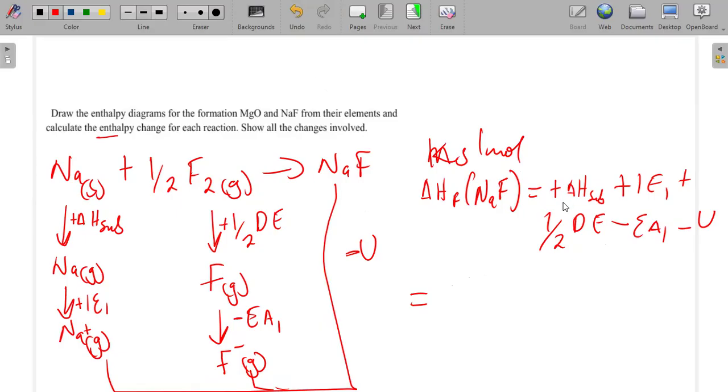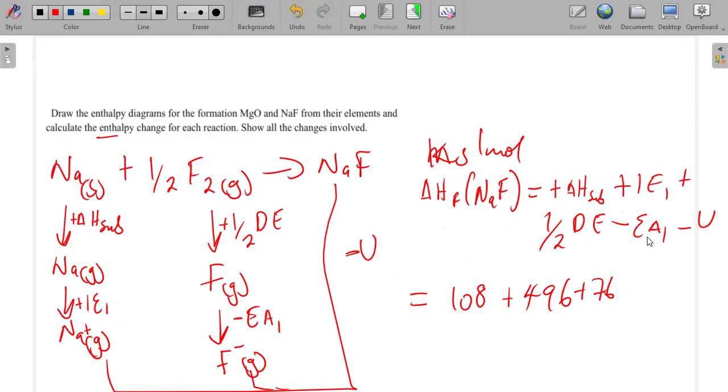So we start with the enthalpy change of sublimation for sodium, which is 108. Then we get the first ionization energy for sodium. The first ionization energy for sodium is positive, so it's going to be positive 496. Then we have half of the dissociation energy for fluorine, which is going to be 76. So this is half of the dissociation energy of the fluorine atom.